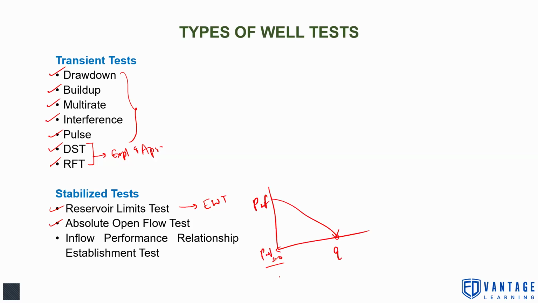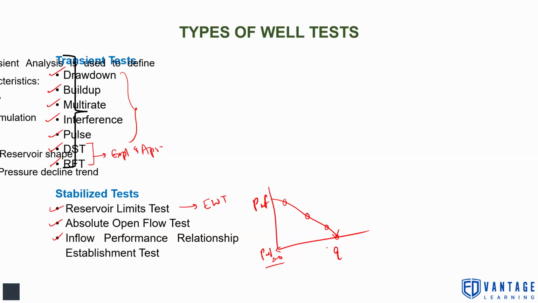So AOF test is done generally in gas wells. And also we can do IPR establishment test. So we will take the tested rates at different drawdowns. So that rate should match the Vogel IPR that we predict or Fetkovich IPR that we predict.